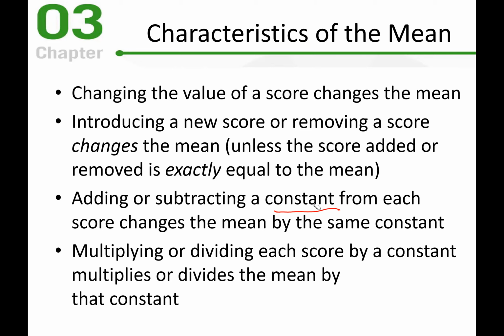All right. So if we add or subtract a constant from each of our scores, it's going to change the mean by that same constant. If we're multiplying or dividing each score by a constant, the new mean is going to be multiplied or divided by that same constant. This will make a lot more sense when we do some examples. So let's look at some examples of this.